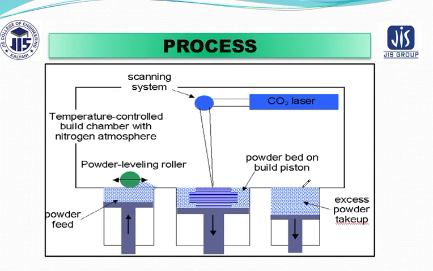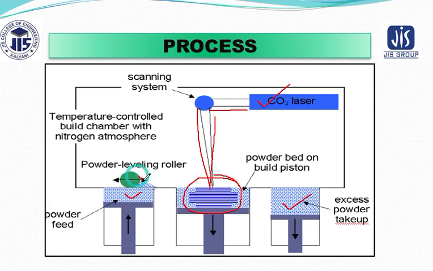Now this is the process of type 1. You can see this is the powder bed, and this is the product that has been built up. So this is the powder bed in the build position, and this is the excess powder take-up. You can see a carbon dioxide laser is provided. The laser is directed over the scanning system, and slowly it is focused over this particular powder bed to build the product.